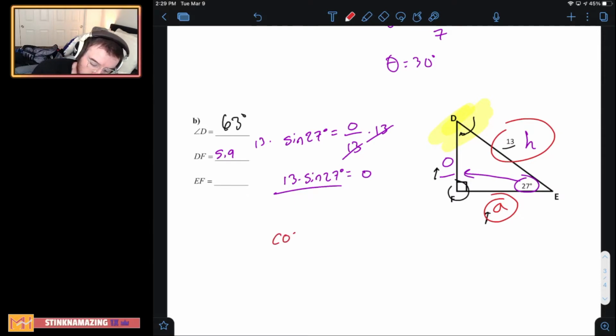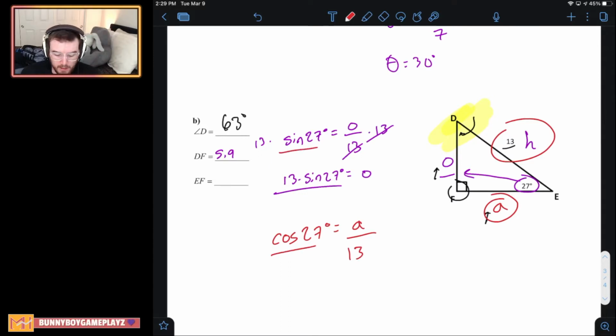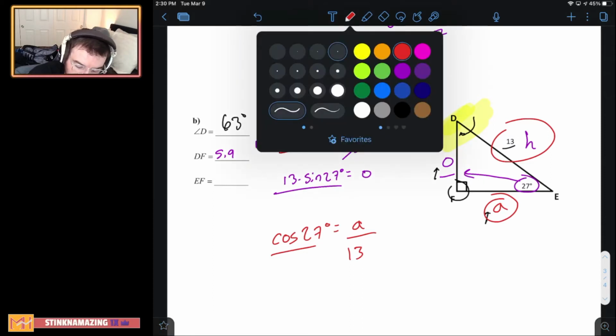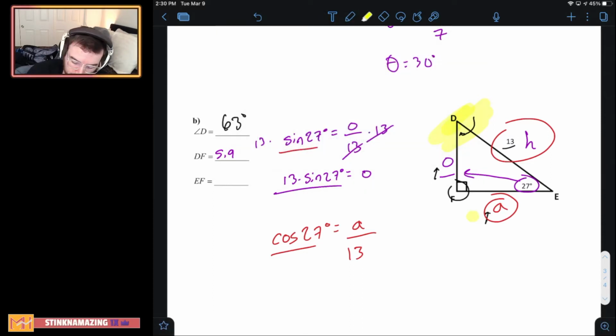So here's me helping you with the setup. Cosine of 27 degrees is adjacent over hypotenuse. Look familiar? It's just that instead of using sine, I've now used cosine. So here's some multiple choice options on the screen. What is the value of A, aka our adjacent side?